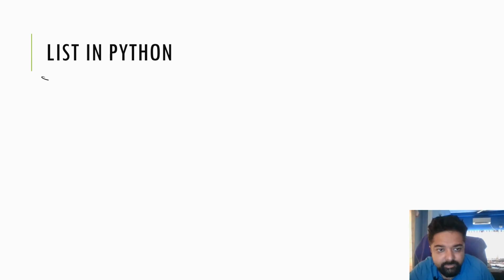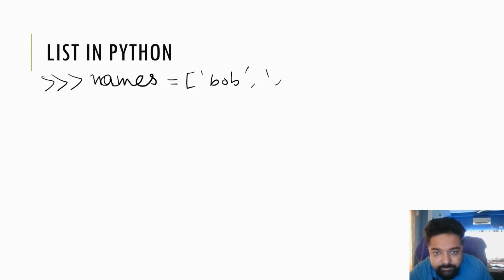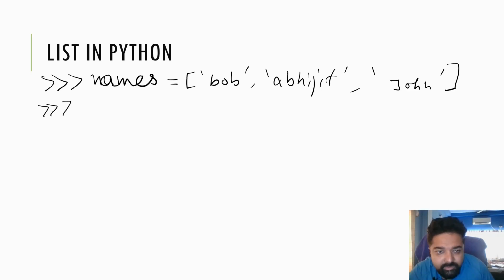Now do something with string-like things. Names is equal to, suppose, Bob, Abhijit, and so on, this way. If we print and then enter, it will print the whole list.